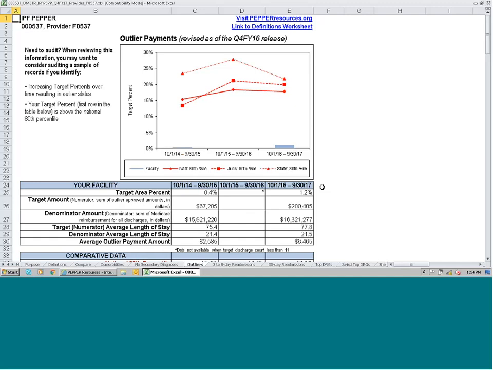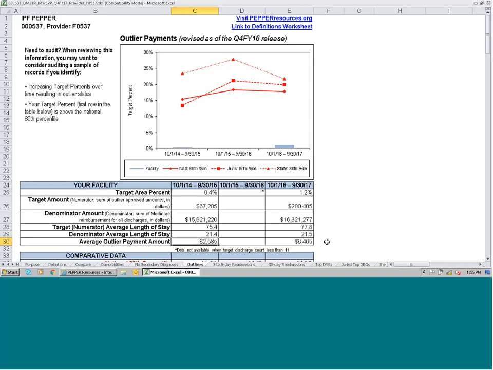Now, new for this report this year is we have added the average outlier payment amount. Last year, we didn't have any dollar values for this target area because we already had the total outlier approved amount. We're comparing that to the total Medicare reimbursement amount. But it was suggested last year that perhaps we consider calculating the average outlier payment amount because that could be a helpful piece of information for providers. So we have added that this year.